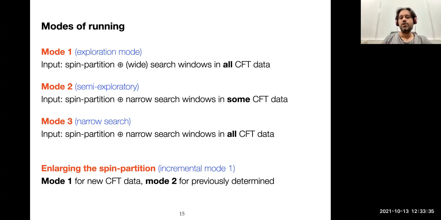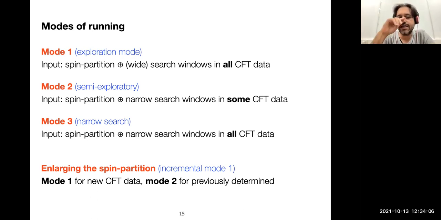Mode 2 is semi-exploratory. So I give you the spin partition, but say that I have information about some of the CFT data. Then I use narrow search windows for this subset of the data and wider windows for the remaining data. For example, maybe I have some idea about where I should be looking for the scaling dimensions. So I use narrow windows for the scaling dimensions, but I don't know a lot about the OPE squared coefficients, so I use larger windows there. That will be a mode 2 type run.